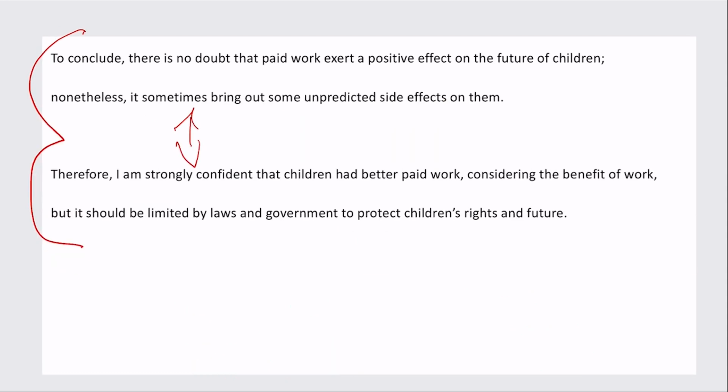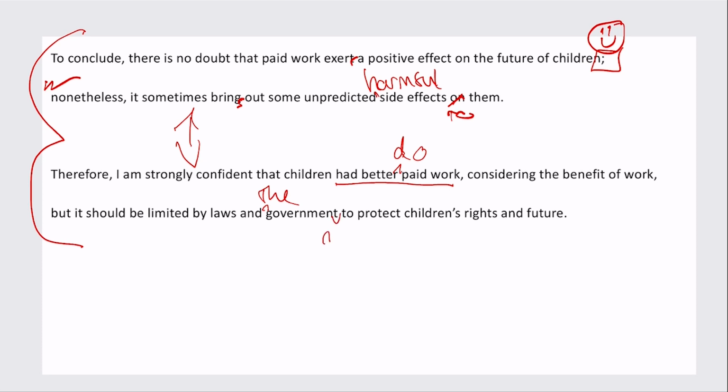Look at the conclusion. "To conclude, there is no doubt that paid work exerts a positive effect on the future of children. Nonetheless," you've got a fancy semicolon here. Fancy, I see you. They've tried for their punctuation. "Nonetheless," good word. "It sometimes brings out some unpredicted side effects to them." What kind of side effects? Unpredicted, harmful side effects to them. "Therefore, I am strongly confident that children had better do paid work, considering the benefit of work, but it should be limited by laws and government, and the government limited laws needs to protect children's rights and future."